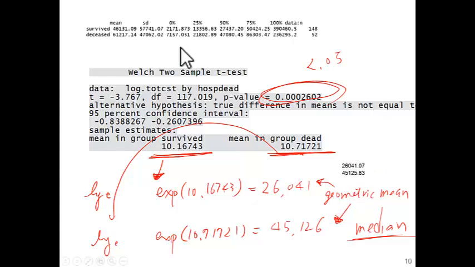Either is correct. Here is the descriptive data, and here is the median. As you see, the geometric mean of 26,000 is close to the median of 27,000, and the geometric mean of 45,000 in the deceased group is similar to 47,000. So these are medians.